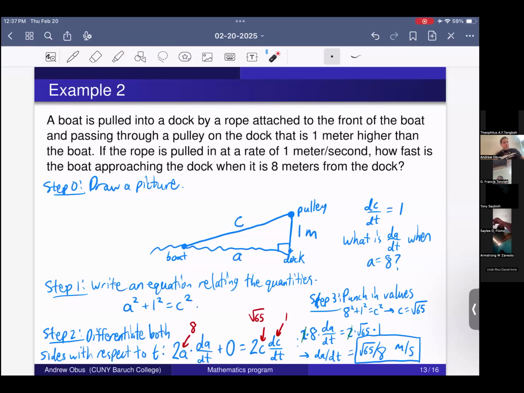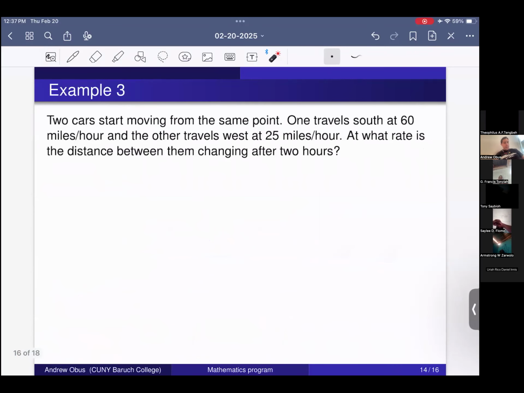Okay, let's do one last example, and then we'll finish. So last example, example 3. Two cars start moving from the same point. One travels south at 60 miles an hour, the other travels west at 25 miles an hour. At what rate is the distance between them changing after 2 hours?